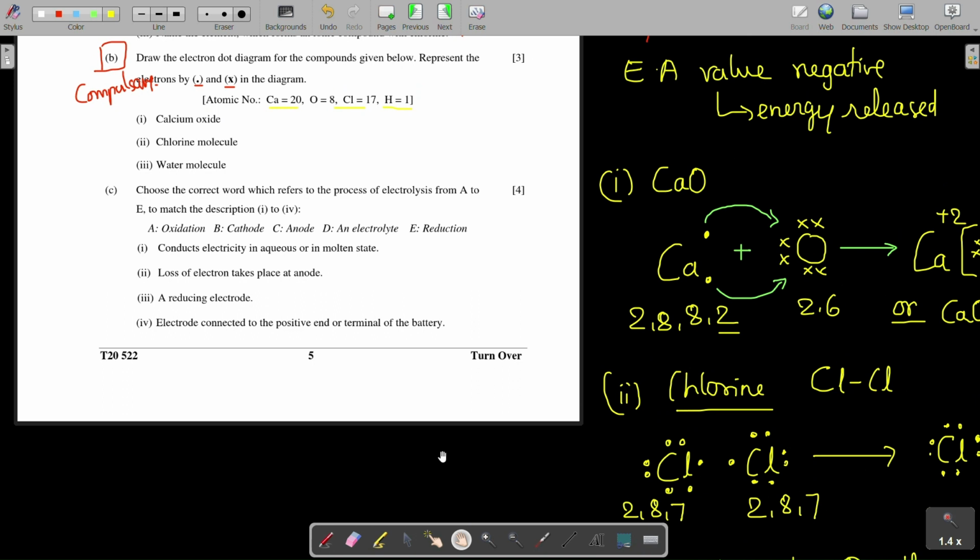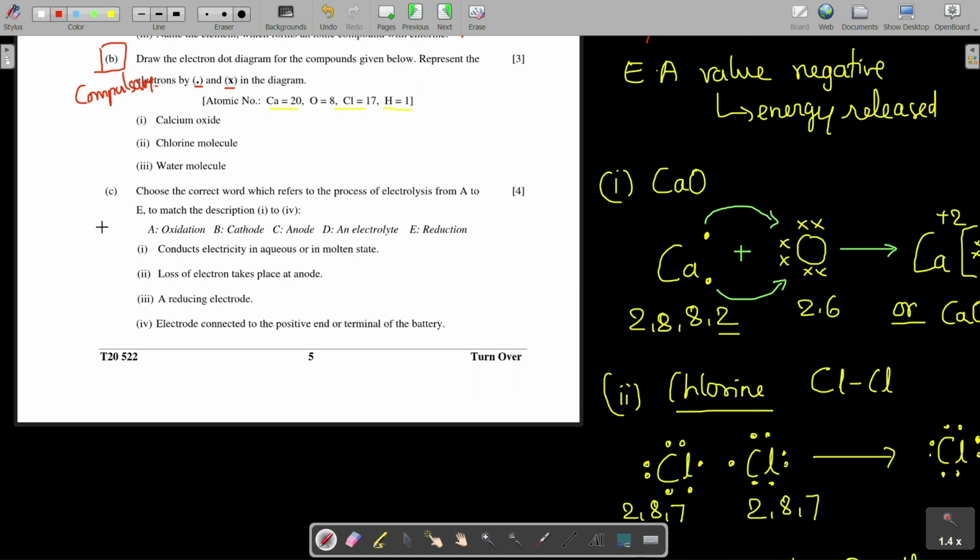Okay, let's go to the next question. C. Choose the correct word which refers to the process of electrolysis from A to E to match the description 1 to 4. You just have to write whether it is A, B, C, D, E, or if you want you can write A oxidation, B cathode, like that as well. Conducts electricity in aqueous or in molten state. So obviously it should be an electrolyte, D, because that is the one which conducts electricity in aqueous or molten state.